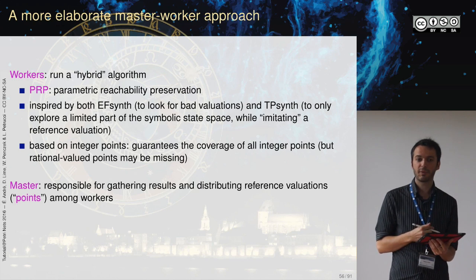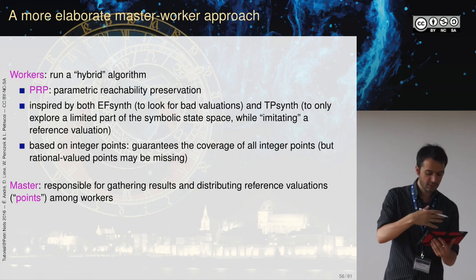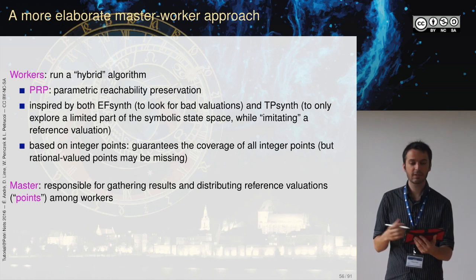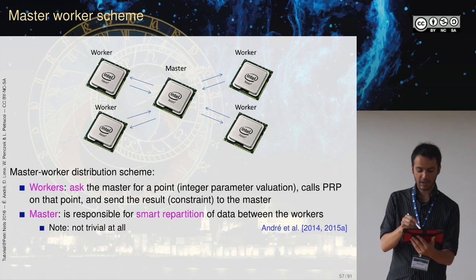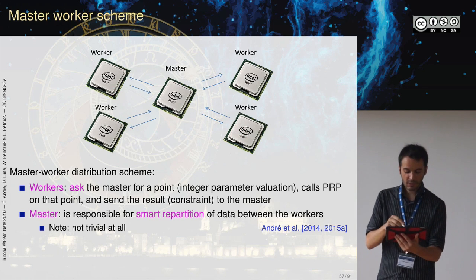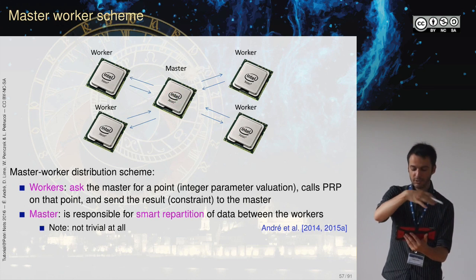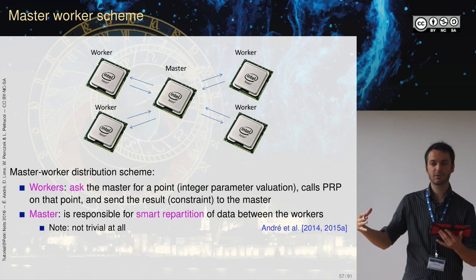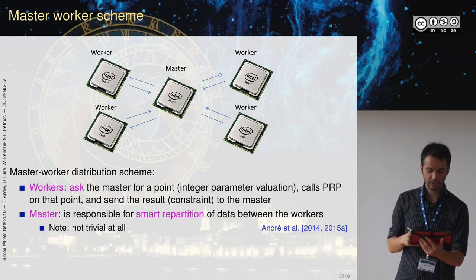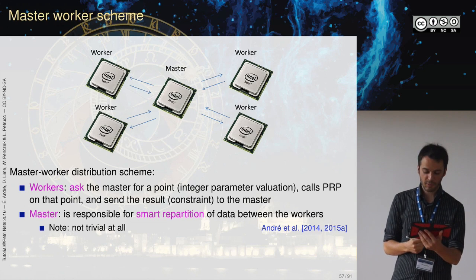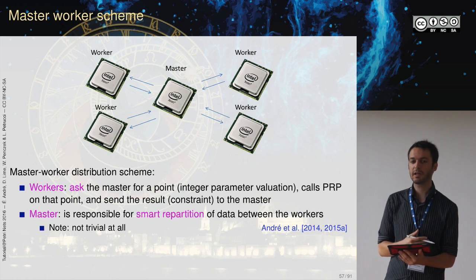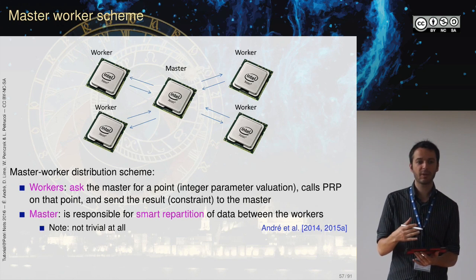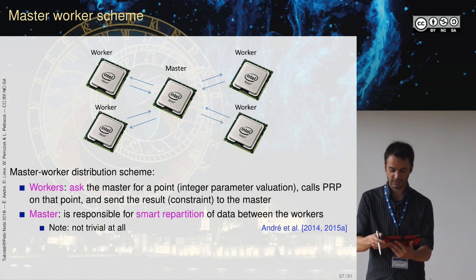What will the master do? The master will just be responsible for distributing the work among workers and gathering the results. Let us go into a bit more detail. We have one master node communicating with workers. The worker will ask the master for a point and then will call an algorithm to generalize the behavior with a constraint. And the master will just be responsible for the smart repartition of data between the workers. We did a lot of experiments with many different heuristics and algorithms, and it's not trivial at all. It depends on the case studies, and on many other things.